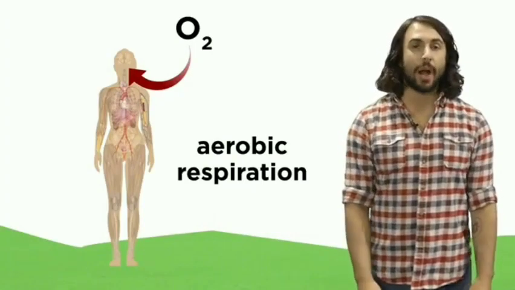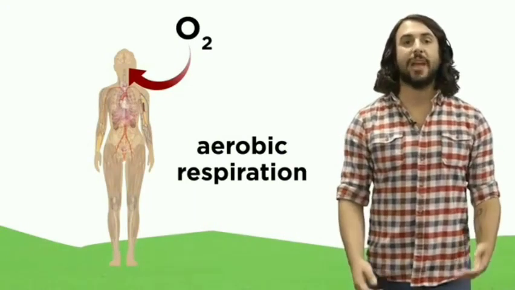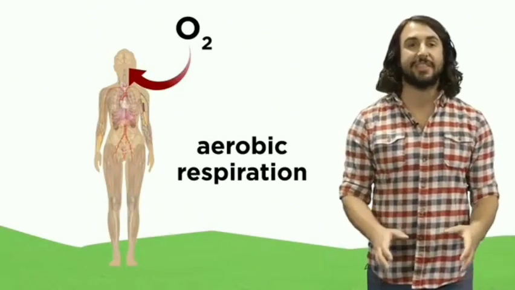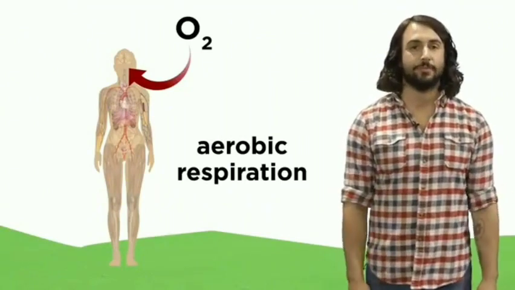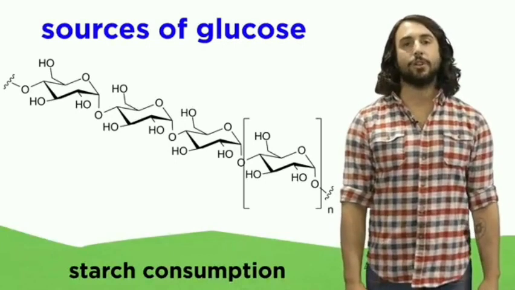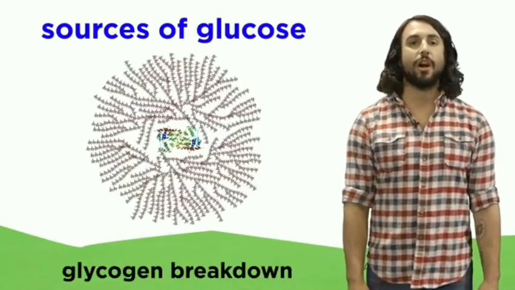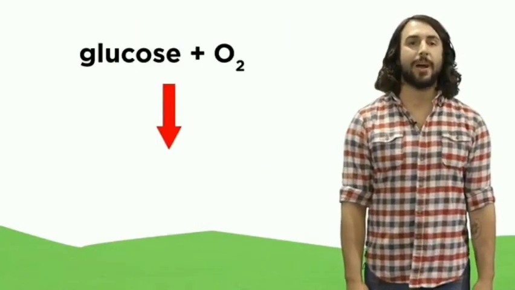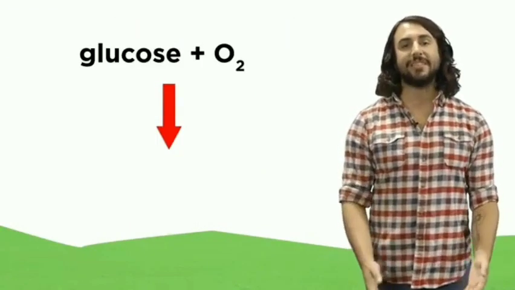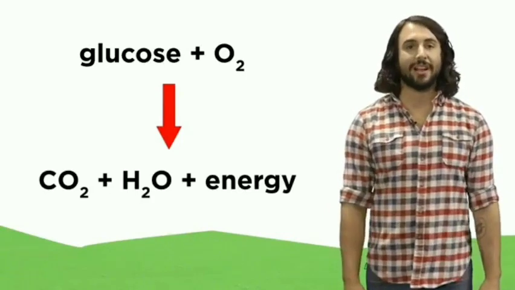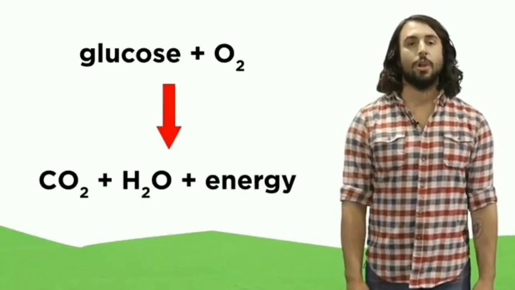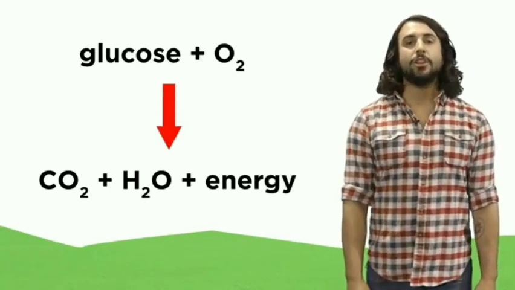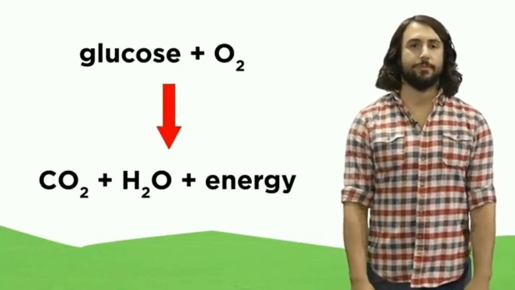Aerobic respiration requires oxygen, so any organism that breathes in oxygen from the atmosphere is doing so in order to facilitate aerobic respiration. Glucose, which we can either consume as starch or break off from glycogen stored in the cell, can be converted through metabolic pathways in the presence of oxygen into carbon dioxide, which we breathe out, water, which is most of what we are, and energy, the energy we need to think and move.